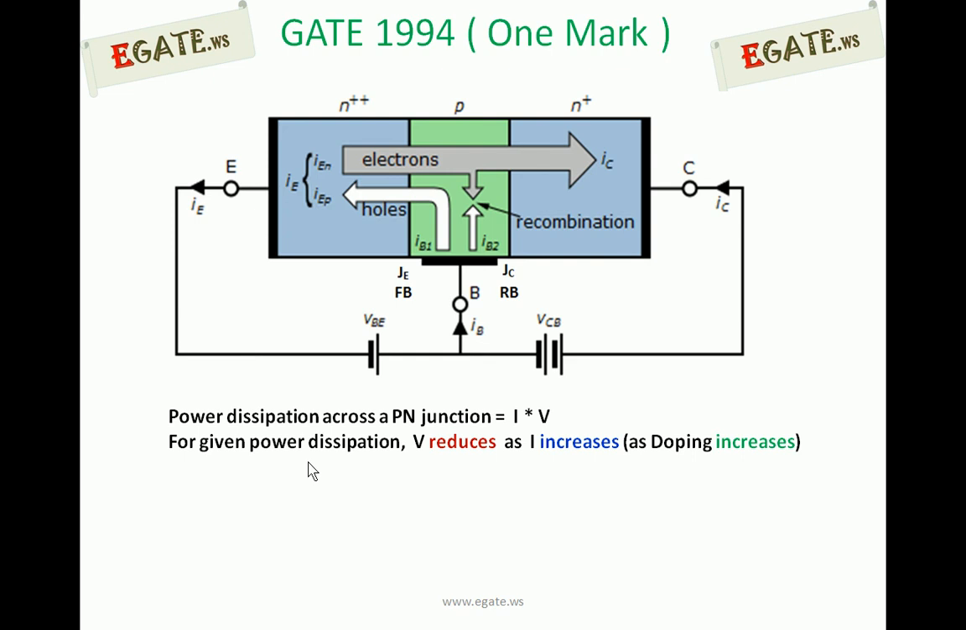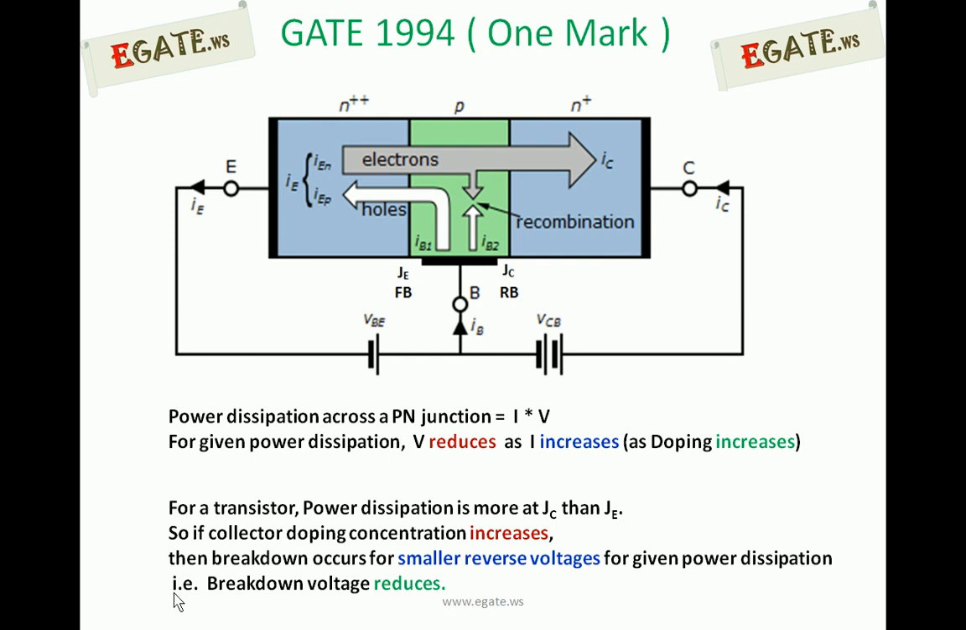So we will apply this to our transistor, so that we can make one conclusion. For a transistor, power dissipation is more at the collector base junction than the emitter base junction, as we have just seen. So if the collector doping concentration increases across the collector base junction, then breakdown occurs for a smaller reverse voltage of VCE for a given power dissipation, that is, breakdown voltage reduces. So breakdown voltage reduces if collector doping concentration increases.